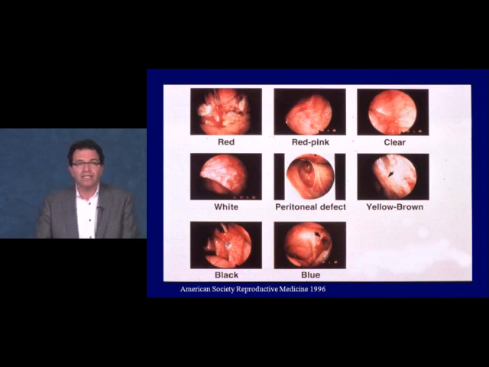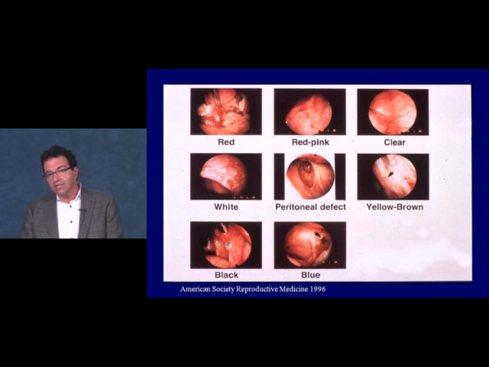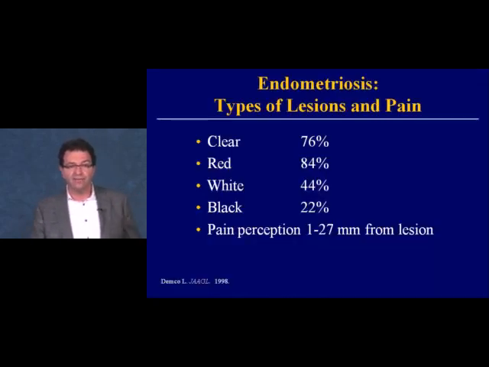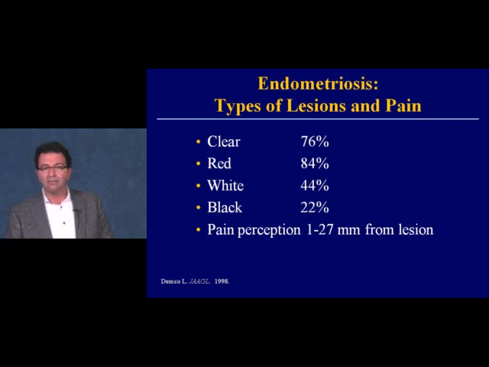Well, you can see the different color lesions. And why are there different color lesions? Most likely they're making different chemicals and result in differing amounts of pain. This study from 1998 showed that the most painful lesions were the clear lesions and the red lesions. The ones that I was trained to appreciate when I was a medical student, the black lesions or the purple lesions, are the least painful.